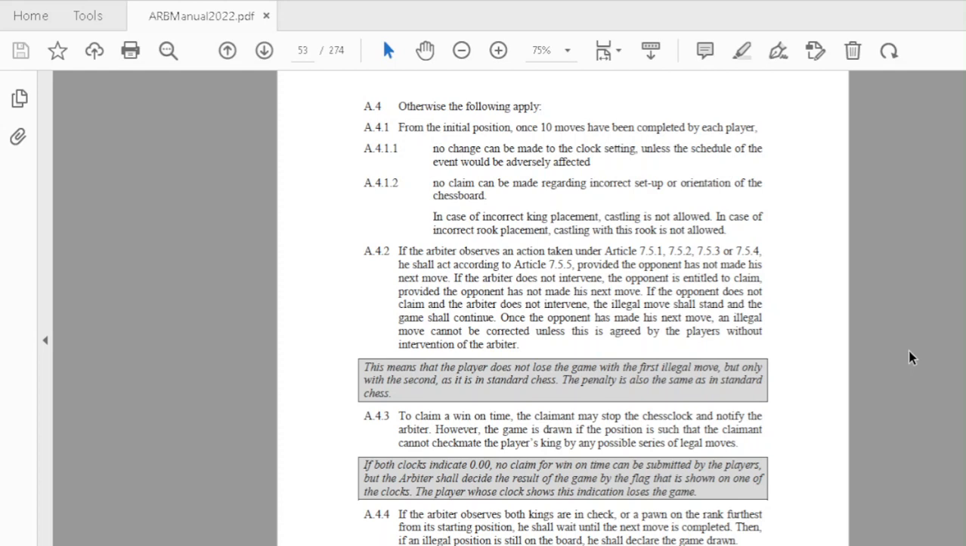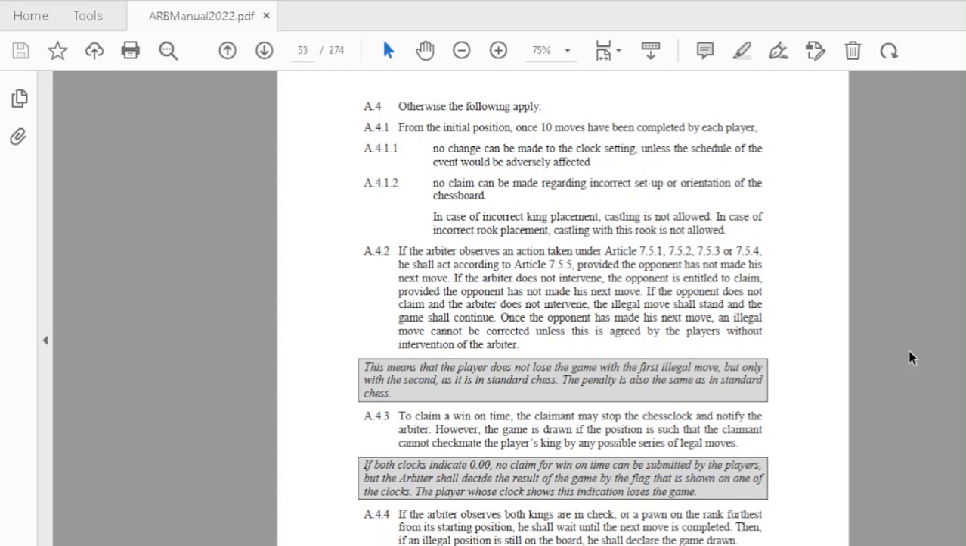I'll quickly read some of it and then explain it. If there are irregularities observed by the arbiter, then the arbiter will intervene and make a correction and even give the 2 minutes penalty. Except, if the arbiter did not have enough time and the opponent already made his move, then the arbiter cannot intervene.